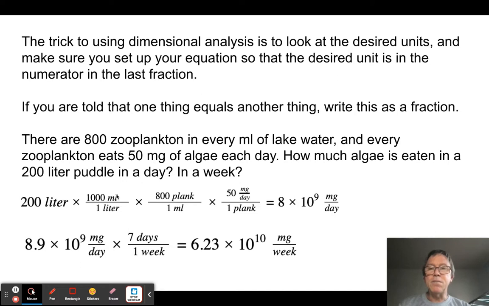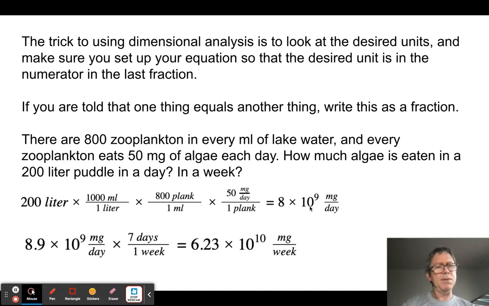So now I have milliliters. I put them in the denominator. What can I turn milliliters into? I was told 800 zooplankton in every milliliter, so I can write that as a fraction. If milliliters is here, I can write 800 plankton up above. I don't want plankton, so I put them down below. What could I turn plankton into? Well, I'm told that each zooplankton eats 50 milligrams per day. So I can say one plankton equals 50 milligrams per day. That's a unit, okay? And then what happens is liter cancels out, milliliters cancels out, planktons cancel out, and I'm left with milligrams per day.